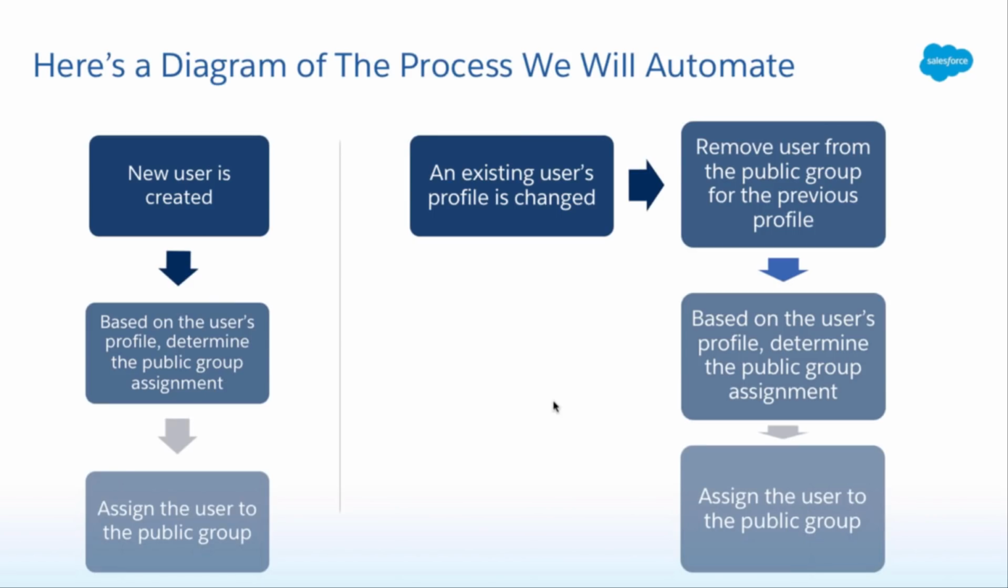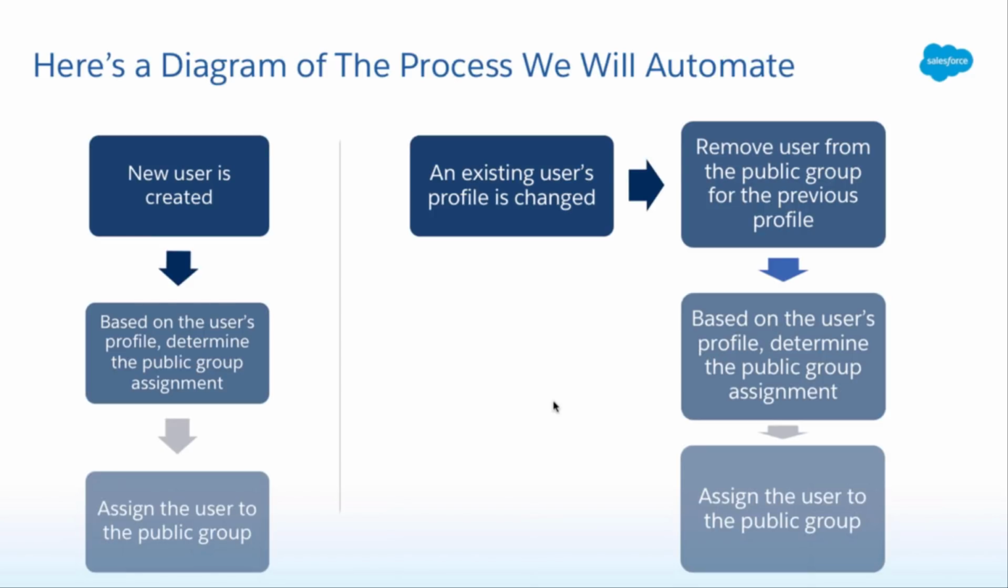Okay, so here's the process that we're going to automate. So it's two processes. So over to the left, when a user is created, based on that user's profile, we're going to look at a mapping and then determine what public group that user should be assigned to. And then the last step is to assign the user to that public group.